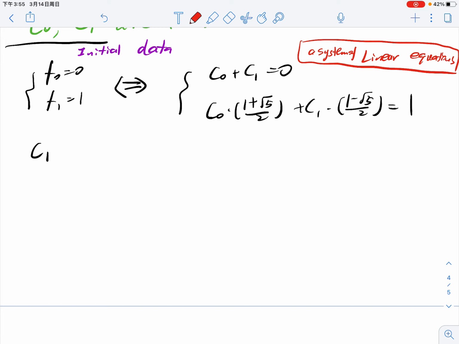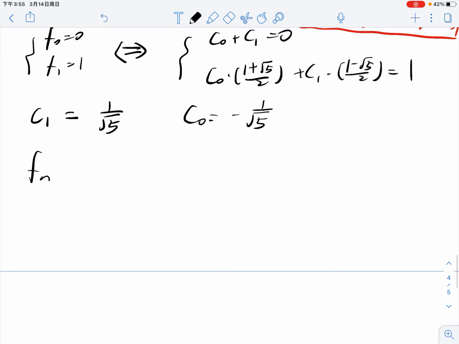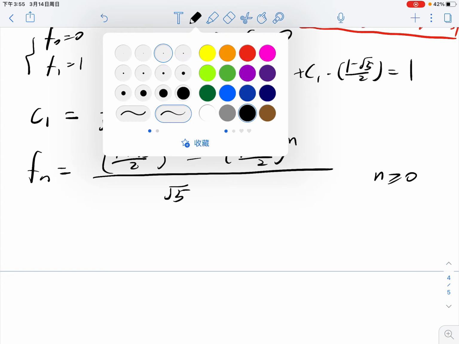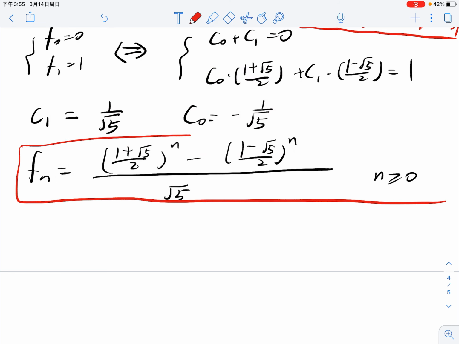Okay, now you can solve it, and solve it you will find C1 is 1 over square root 5. C0 is negative 1 over square root 5. And you can write down your closed formula for the Fibonacci sequence Fn. This is true for all n greater than or equal to 0. So this is a closed form.